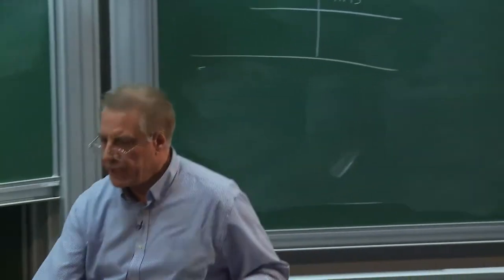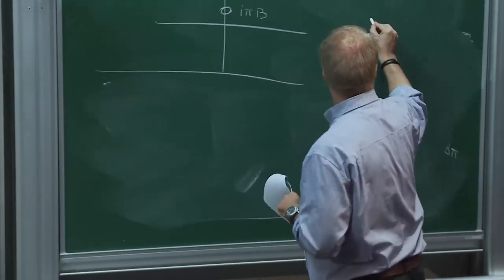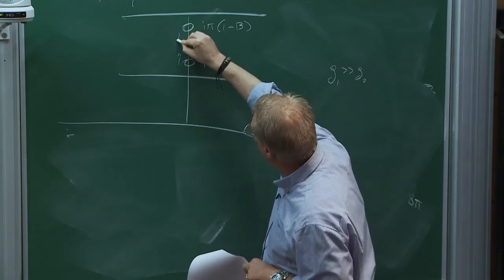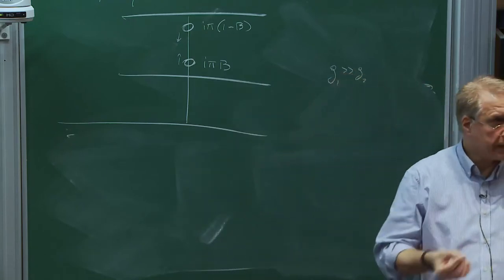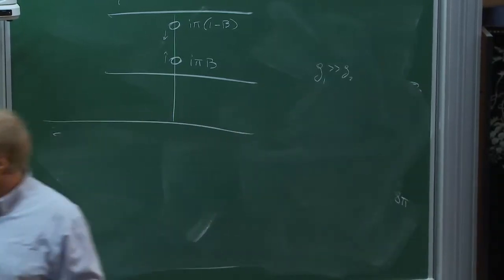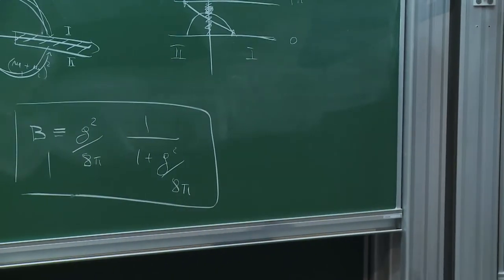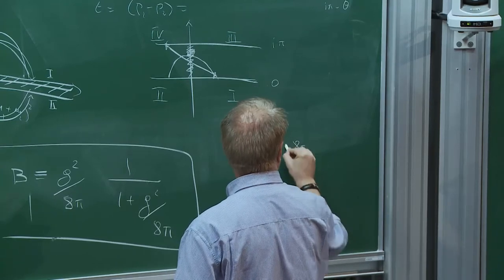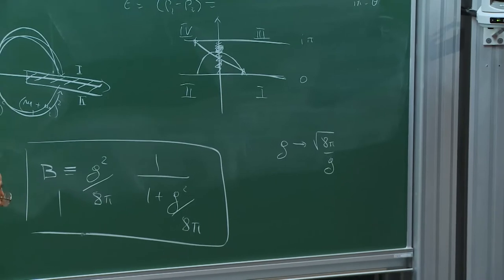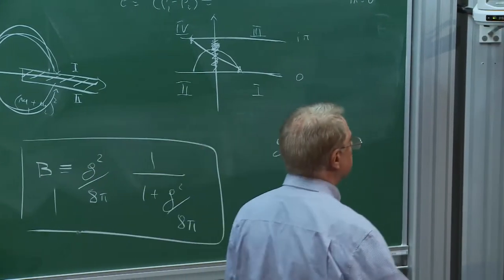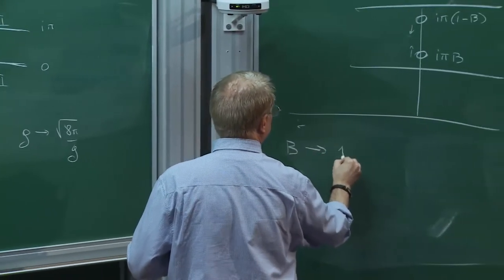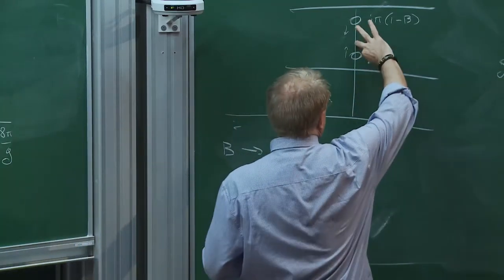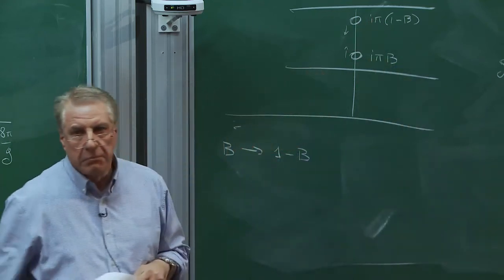So you see that, imagine I'm moving g. I'm making g1 bigger than g2. So these guys are going to move one toward the other, okay? So I increase g and they move in the complex plane. If I increase g, you can plot this function. What happens if you send g to 8 pi over g? If I make the weak-strong duality, what happens is that B simply goes to 1 minus B. So what happened is that the two zeros just swap position, but the analytic structure is the same.